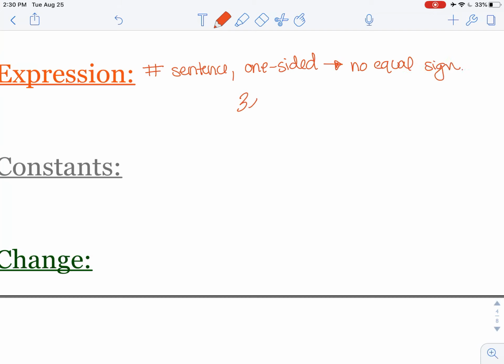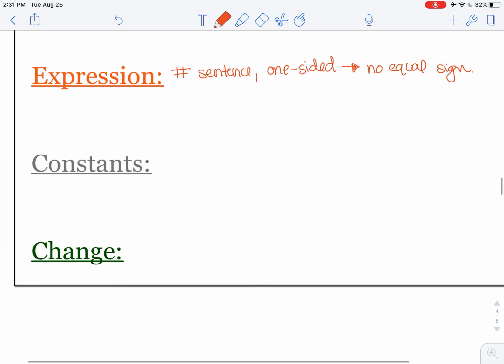So for example, if I had 3x plus 2 equals 17, this is what we call an equation, and why I say it's two-sided, because you can see there's two sides because you have your equal sign. An expression is without that equal sign, and it's just one-sided. So it's just that number sentence.